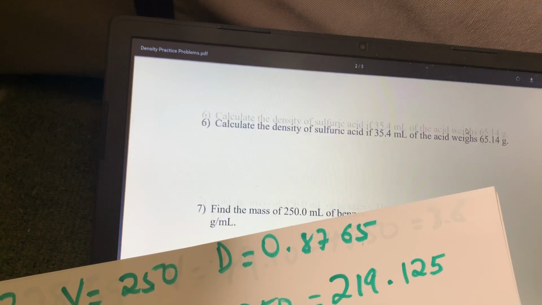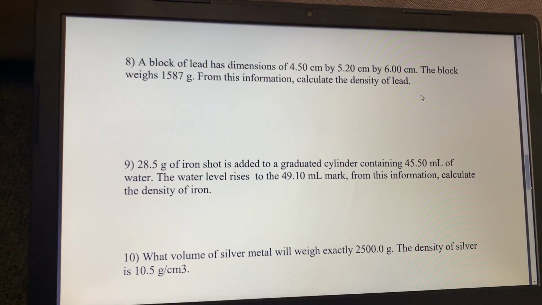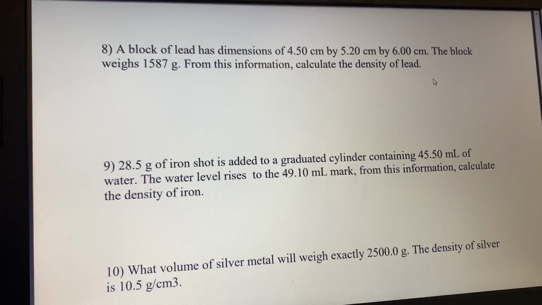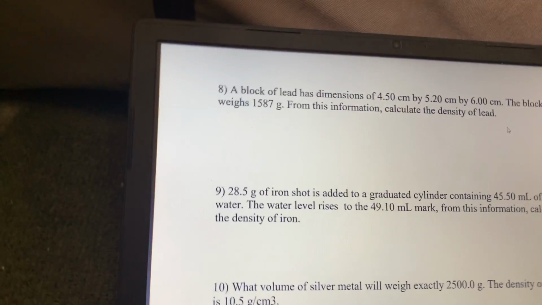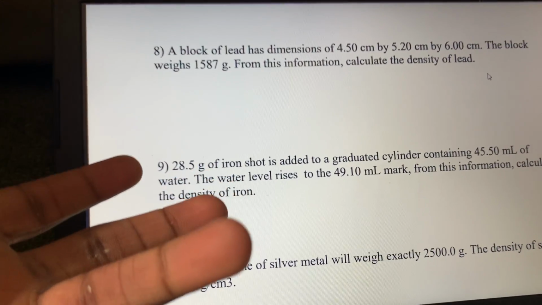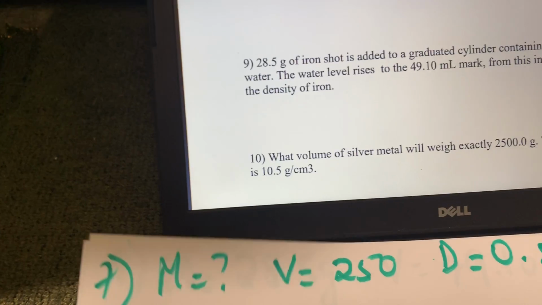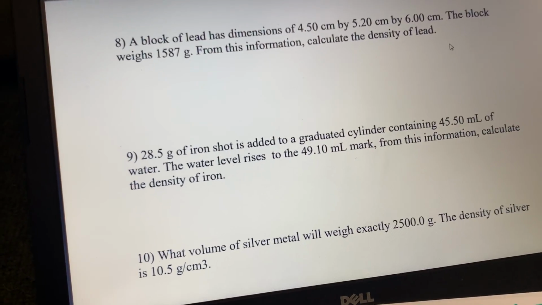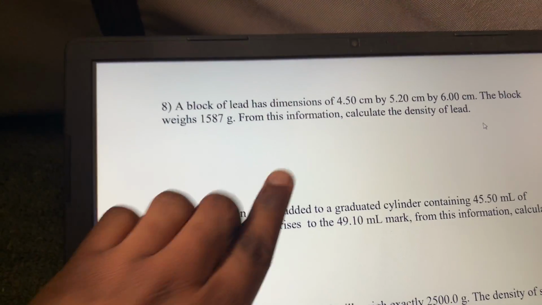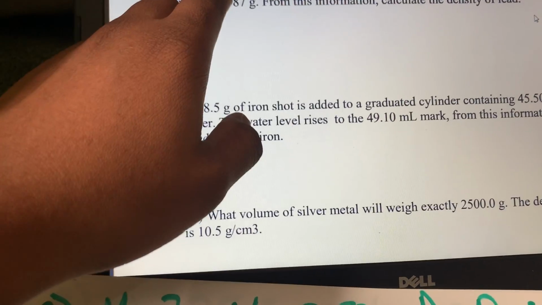Okay, now let's move to number 8. These are the last questions. All right, so a block of lead has dimensions of 4.50 centimeter by 5.20 centimeter by 6.0 centimeter. This is a similar question we solved earlier, and it's still asking the same thing, right? They give you the weight, and they're asking to find the density. To find the density, you need the mass and you need the volume. Have they given us the mass in the problem? Yes, they have given us the mass, which is 1587. Now you need the volume, since they are asking us about a block of lead.